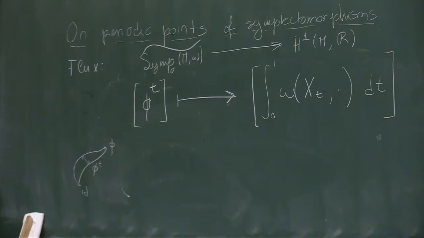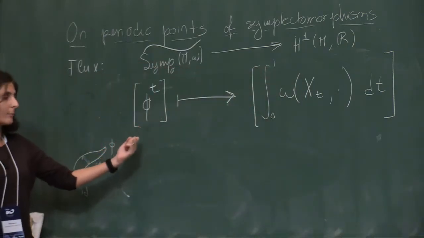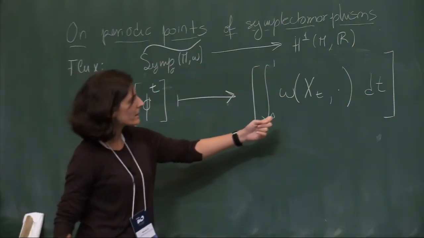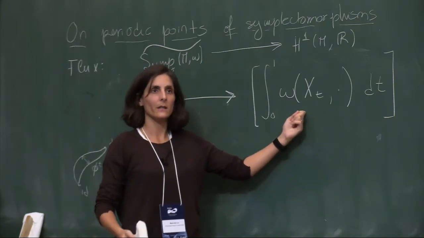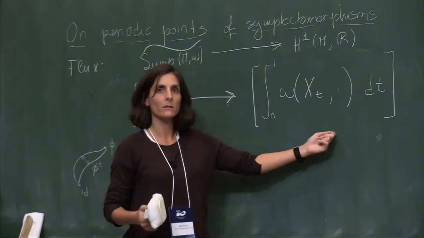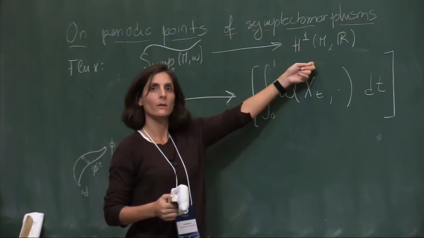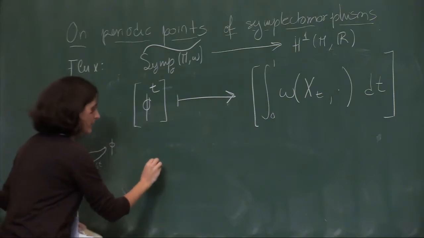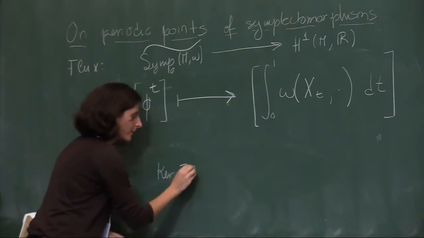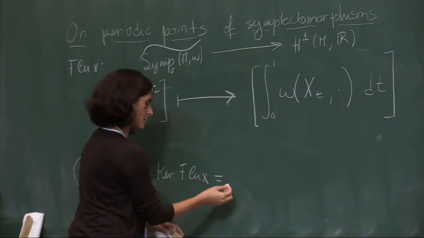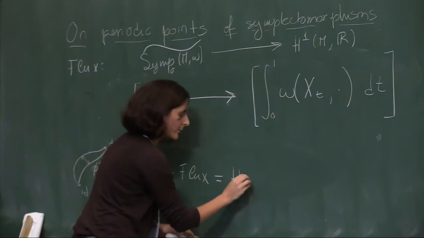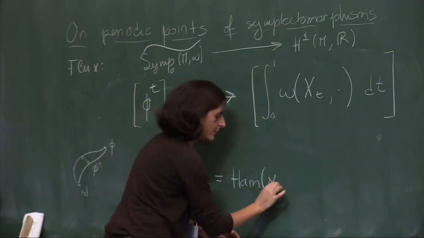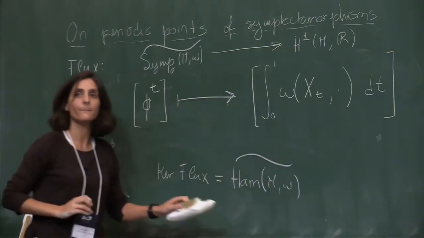Let me say a little bit more about this homomorphism. For instance, if this phi_t is a Hamiltonian flow, this is just dH or minus dH, so this is exact. So this is 0 here. In fact, the kernel of this map, the flux, is the universal covering of the group of Hamiltonian diffeomorphisms.